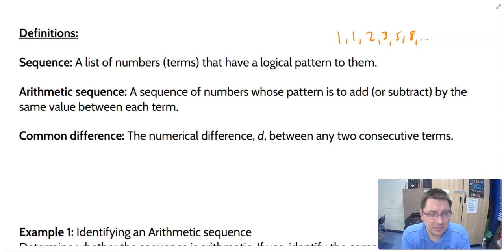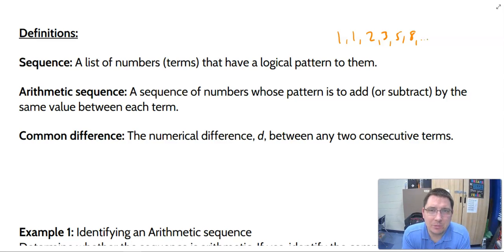The arithmetic sequence, this definition here, is a sequence of numbers whose pattern is to add or subtract, because remember, subtraction is just the inverse of addition, by the same value between each term. So again, an arithmetic sequence is a sequence of numbers whose pattern is to add or subtract by the same value between each term. And one more definition that we need to know is the common difference. When we talk about arithmetic sequences, the common difference is how I go from one term to the next. That's the numerical difference, D is the letter we'll use to represent that, between any two consecutive terms.